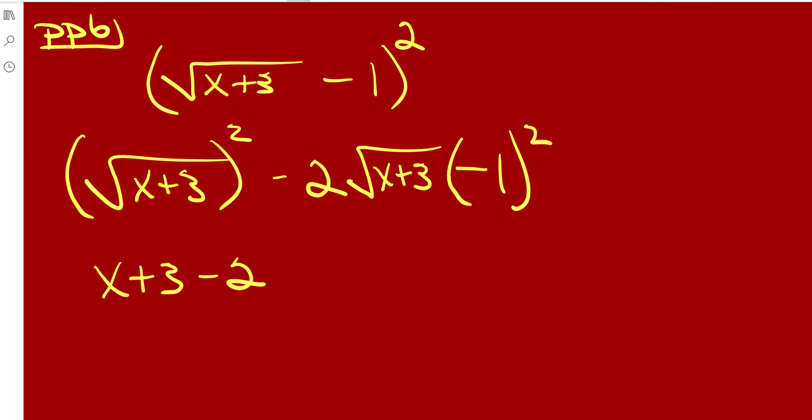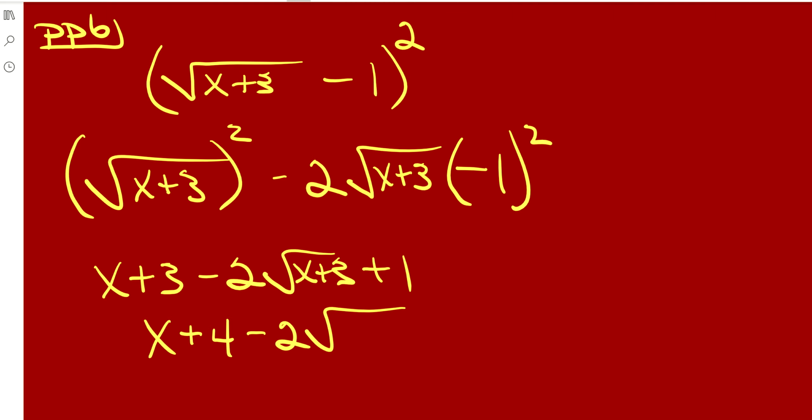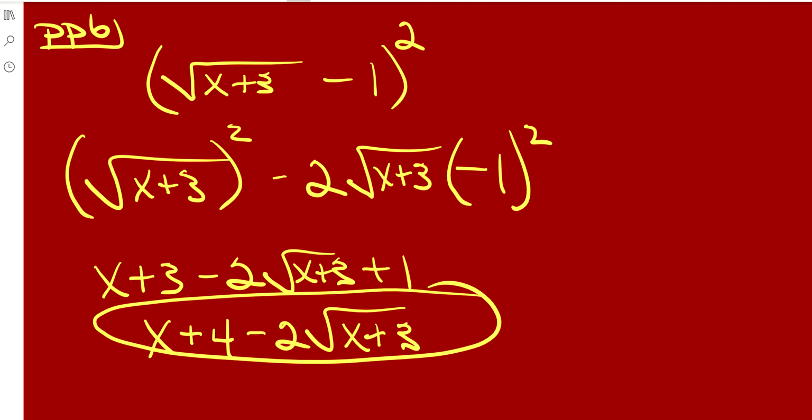Minus the 2 root x plus 3, nothing I can do there. And then this negative 1 squared is going to be positive 1. Okay, now I can finish it off by combining my like terms. I've got x, nothing going on with the x, and then 3 plus 1 is 4, so I could say plus 4 minus the 2 root x plus 3. Was that practice problem 6? So that's it. Done.